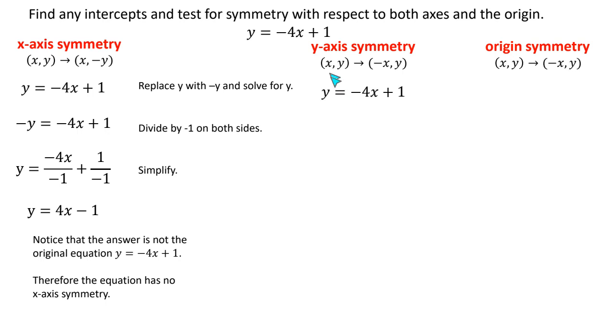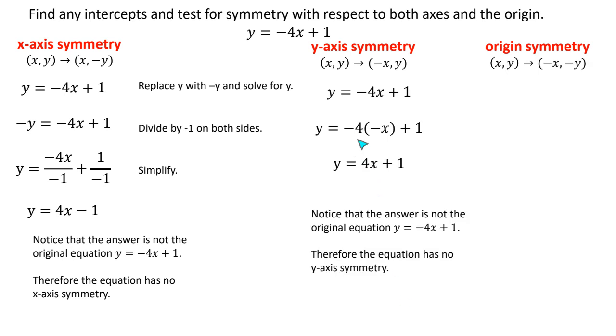For the y-axis, we're going to switch the x to a negative x. So here, y is equal to negative 4, and instead of positive x, I'm going to make it a negative. And then we're going to simplify. Negative negative is positive. Again, if you compare your answer here with the original, they are not the same. So that means that there's no symmetry on the y-axis.